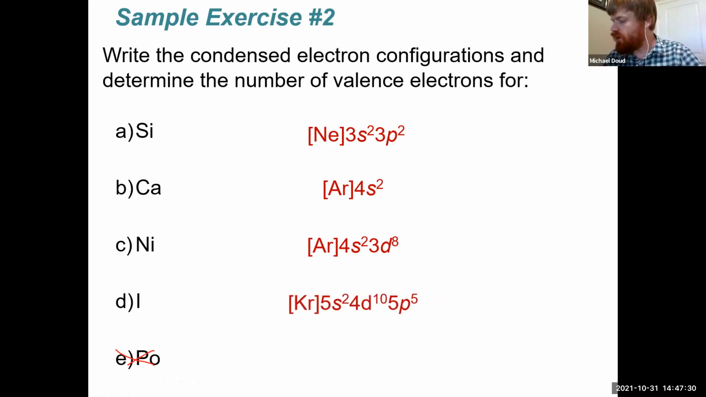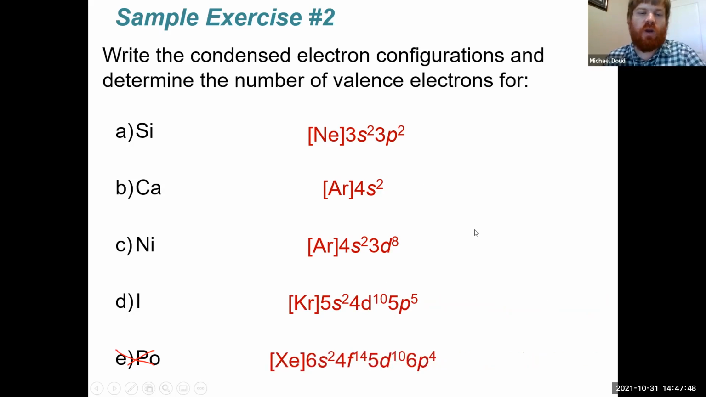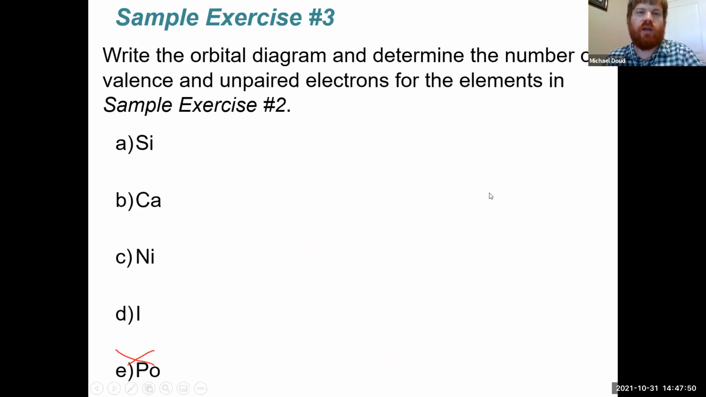Then moving on from krypton, we have to fit the next 17 electrons in. So the way to do that is we move first into the 5s sublevel, 5s2, then we fill the 4d sublevel, 4d10, and then finally we go 1, 2, 3, 4, 5 p electrons, so 5p5. And again, we're not going to worry about the f sublevel, so don't worry about that for polonium.